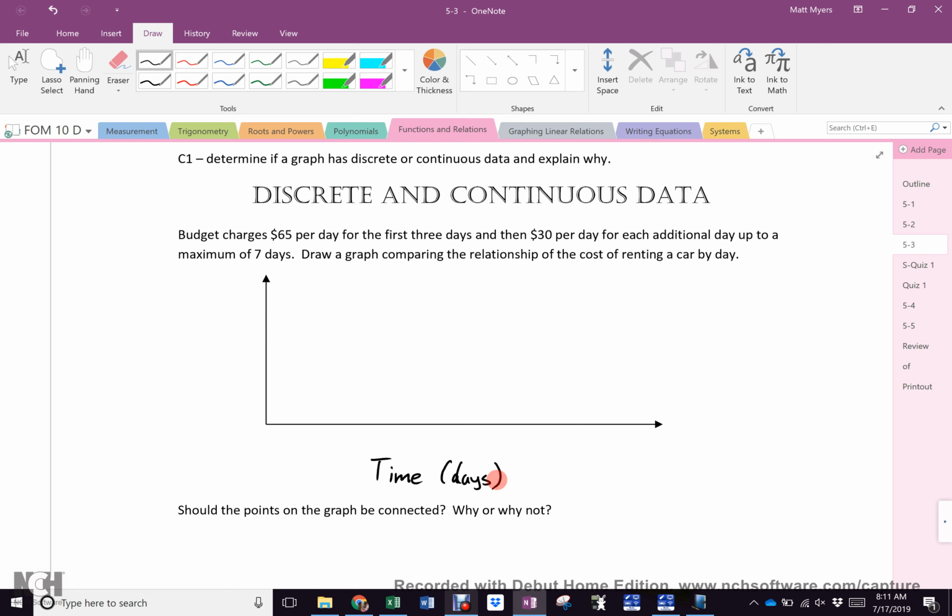How many days do I need to put on this graph? Why is it 7? It says a maximum of 7 days, because that's all that we have data for, yes? Okay, so 1, 2, 3, 4, 5, 6, 7. Excellent. What goes on the y-axis?